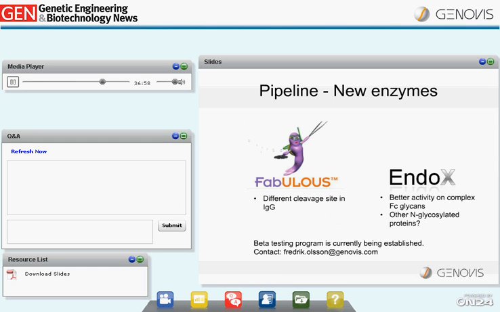The first enzyme on the left is a cysteine protease with a different cleavage site in the hinge region than the FabRICATOR enzyme. We are currently investigating this enzyme on various mAbs and establishing user protocols.